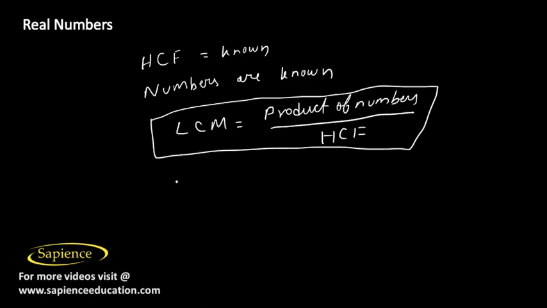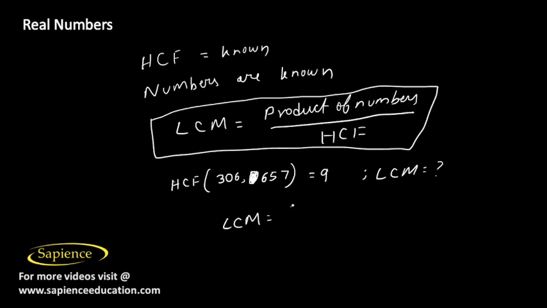Here it is given HCF of 306 and 657 is equal to 9, and we need to find the LCM. So LCM will be 306 into 657 divided by the HCF value, which is 9. Dividing 306 by 9, 9 3s are 27, remainder 3, 9 4s are 36. So LCM will be 34 into 657.